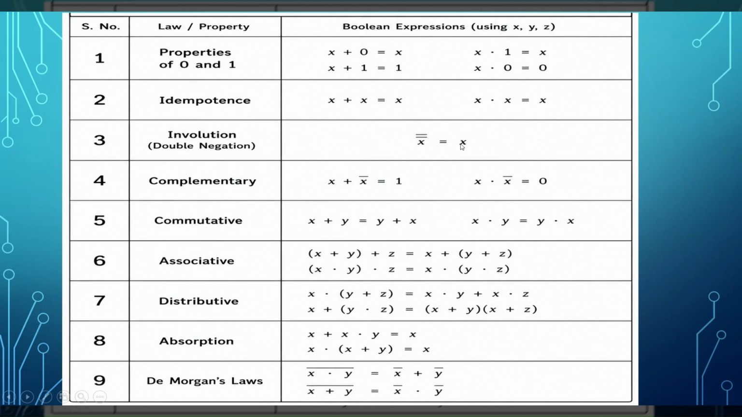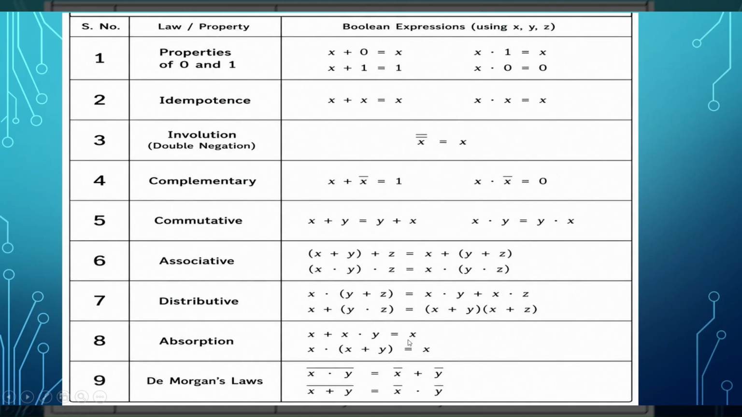Commutative law, same as in mathematics. X plus y is equal to y plus x and x into y is equal to y into x. Order of things does not change the result. Next is associative law. Here we are adding any two numbers together and then the third number, we are getting the same output. Similarly, in multiplication also, numbers multiplied in any order give the same result. Next is distributive law. Here we are solving the brackets. So xy plus xz is equal to x(y plus z). Next is absorption law. Here x plus xy gives x and x into (x plus y) also gives x.